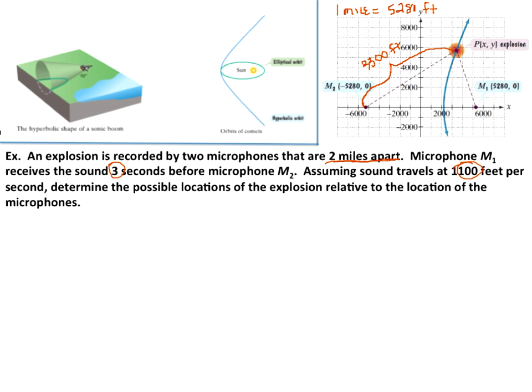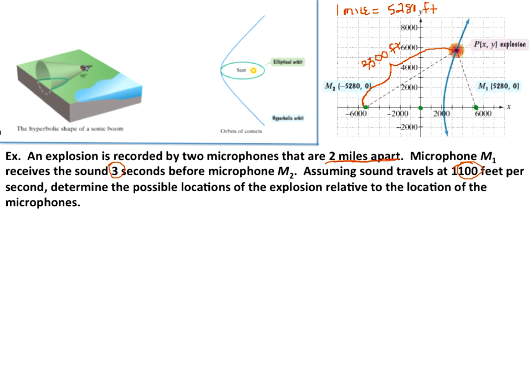So I can situate my foci, let me get a different color. I can situate my foci at negative 5,280 feet and positive 5,280 feet, since they're 2 miles apart, considering the origin, the center between my 2 microphones. So we situated this on the graph to be nice and neat for us. I think that's all I want to point out about the diagram before I start working.